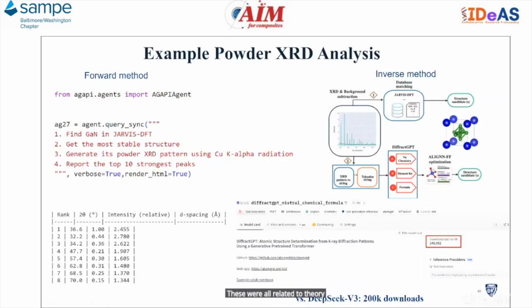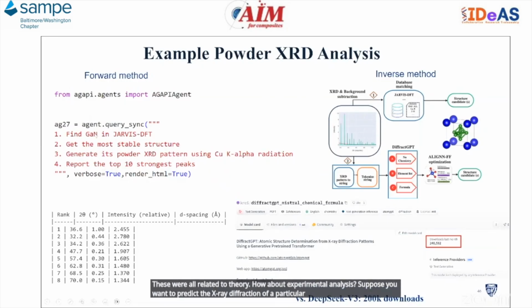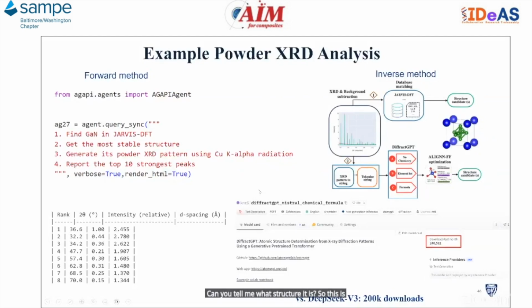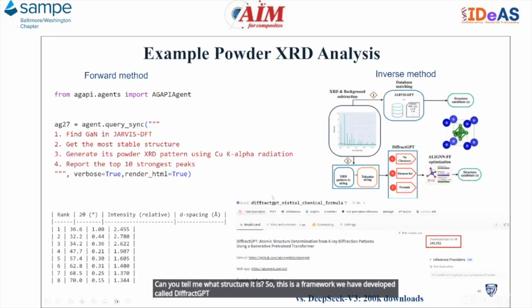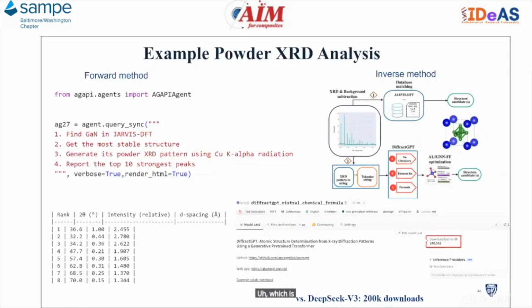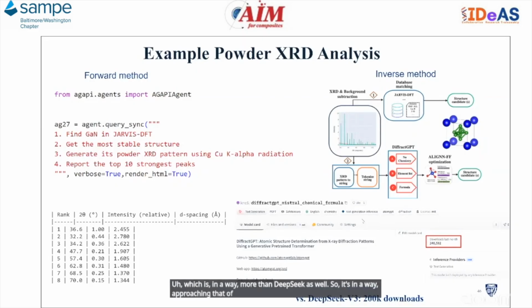These were all related to theory. How about experimental analysis? Suppose you want to predict the X-ray diffraction of a particular material, like gallium nitride. You can chat about it and it will predict the X-ray diffraction pattern, like 2 theta and intensity, as a forward model. Or it can be used as an inverse model, like if I have a diffraction pattern, can you tell me what structure it is? This is a framework we have developed called DiffractGPT. It's quite popular nowadays. You can see it has been downloaded about 240,000 times, which is in a way more than DeepSeek as well. So it's approaching that of a mainstream natural language model.